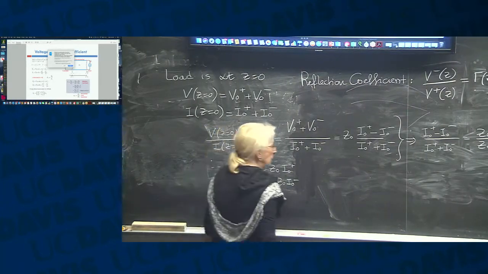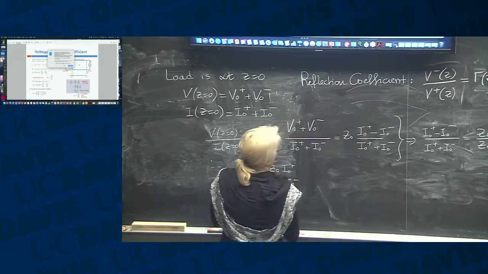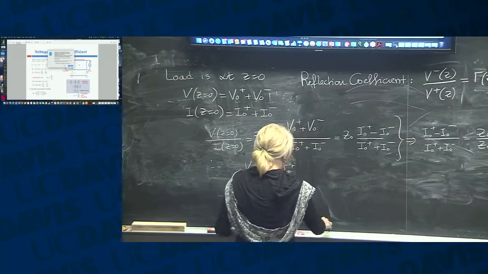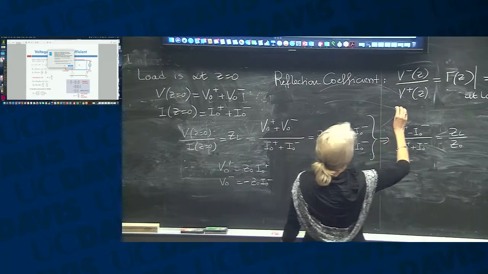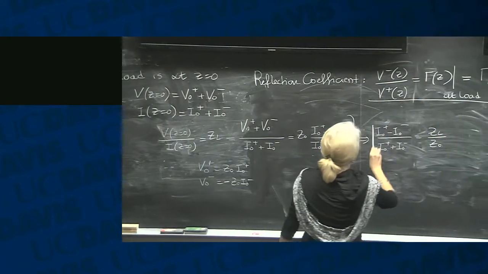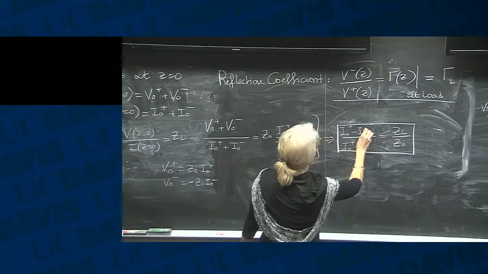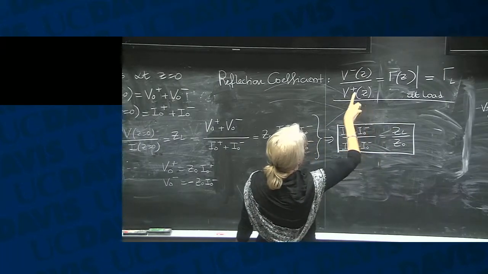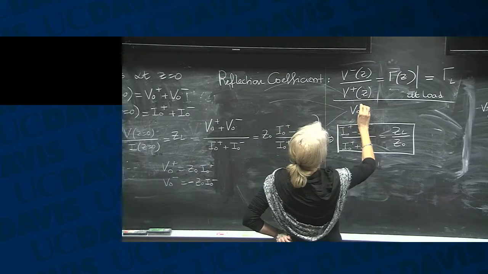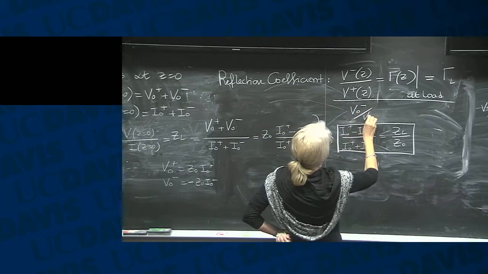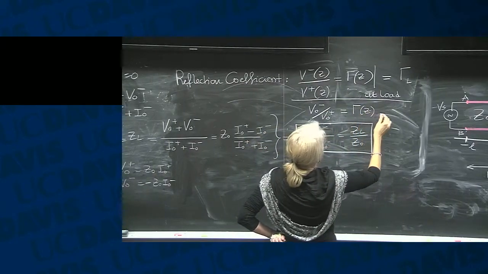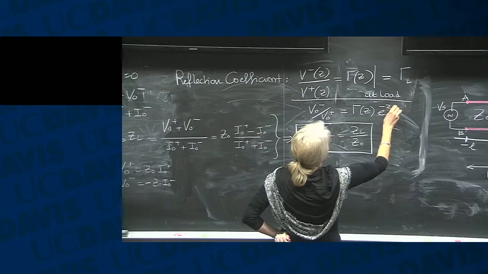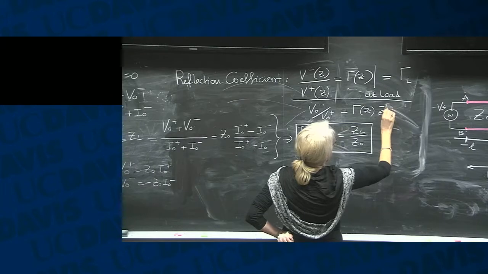So, what do we learn from here? We have found this relationship, and we know that. From here, also, I can rewrite this as V naught minus divided by V naught plus equals gamma sub z e to the minus 2j beta z. This is an important relationship.